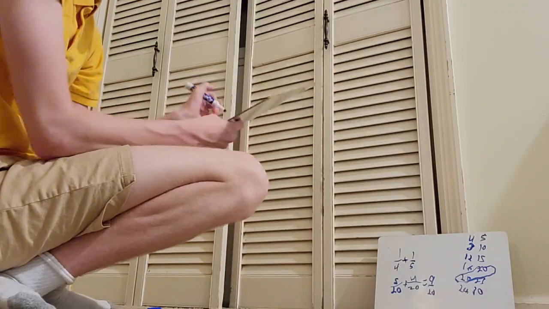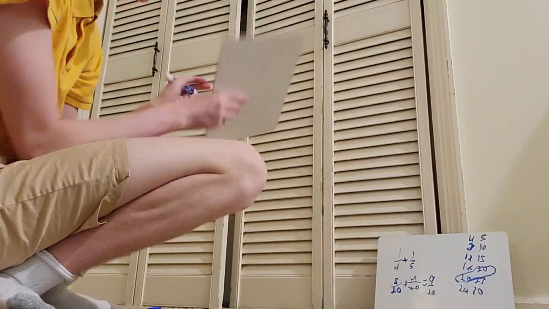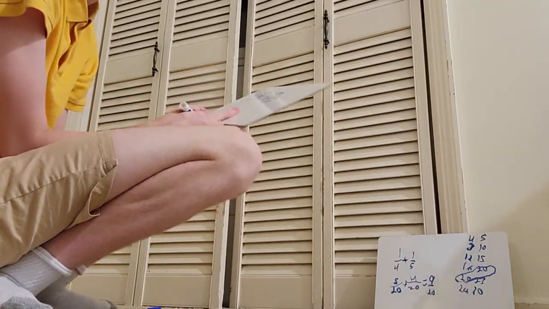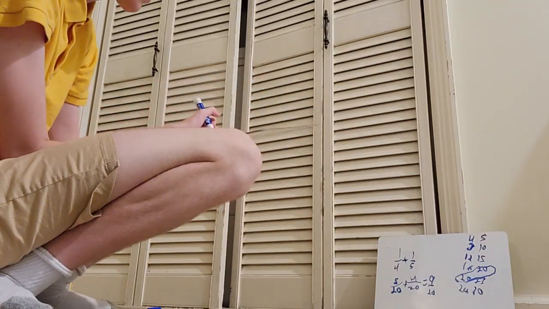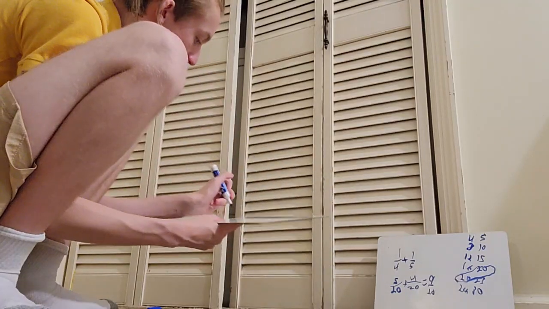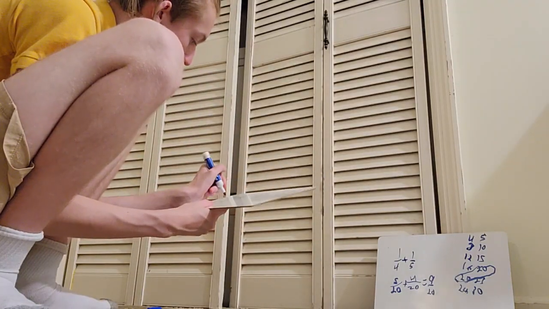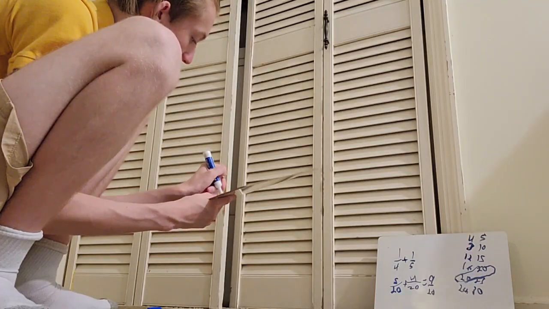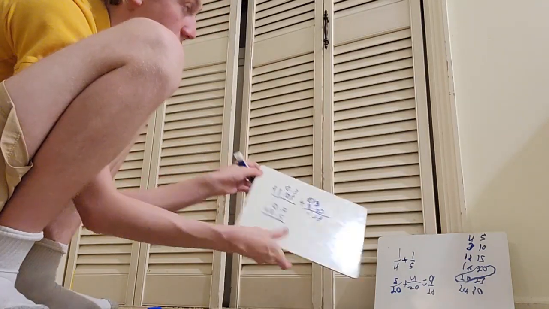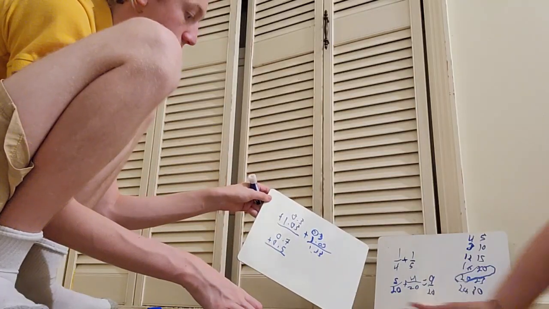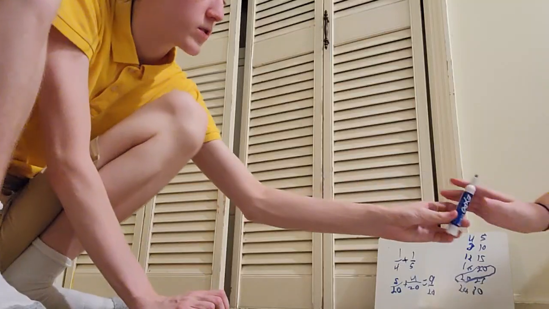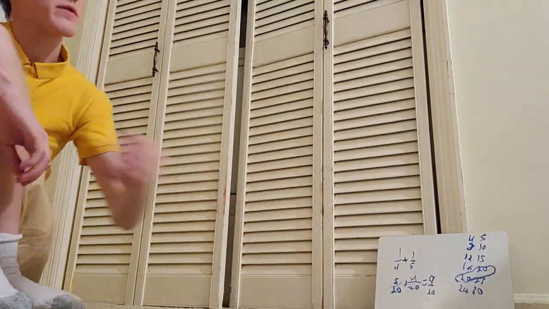Alright, now we're going to do one more decimal, and then we're going to do one more fraction, and then we're done. Okay? That's all we have left. So now we're going to try 0.7 and 0.5. Add these. What is 0.7 plus 0.5?